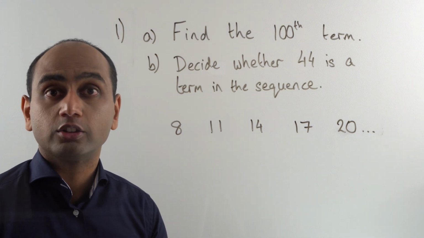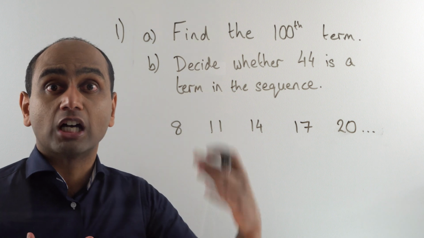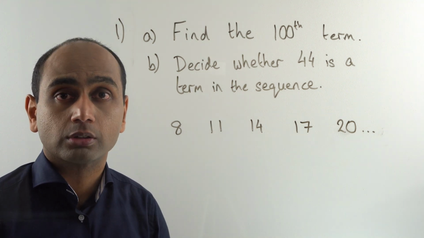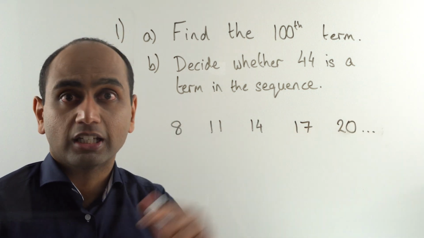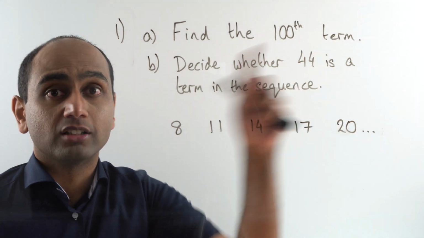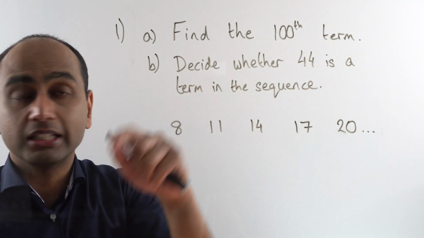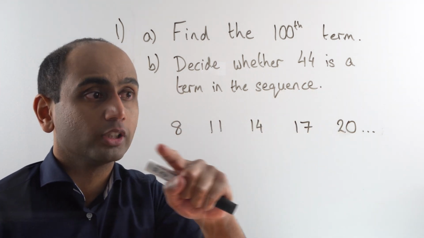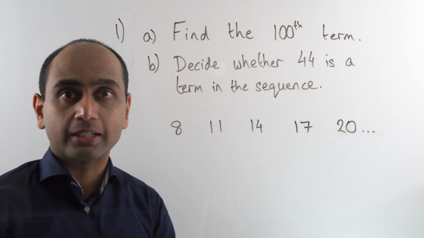In this video, we're going to look at finding the nth term of a sequence and then using it to answer some further questions. Let's take a look at this first example. We've got a sequence and we need to do two things. Part A, we need to find the 100th term of this sequence. And for part B, we need to decide whether 44 is going to be in this sequence somewhere. So let's start with part A.